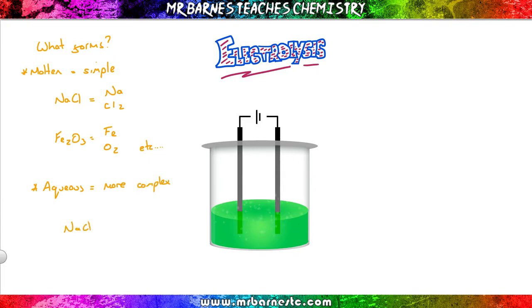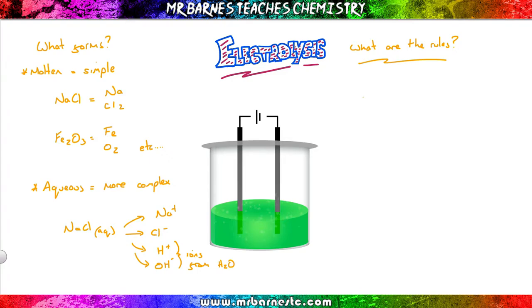So if we go back to sodium chloride, which is now aqueous, it's going to have our Na+ ion, it's also going to have our Cl- ion, but it's also going to have H+ and OH-. Those are the two ions that are found in water. So you guys need to be able to work out whether it's going to be the metal or the H+ ion, whether it's going to be the anion or the OH- ion forming at the two electrodes. And there are a couple of rules to help work that out.